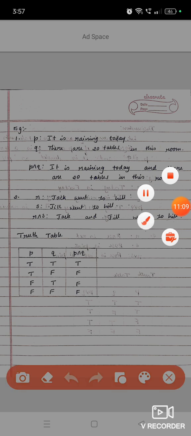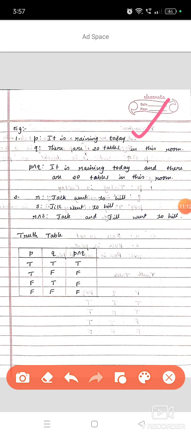For example, statement P is, it is raining today. And statement Q is, there are 20 tables in this room. Now we'll write P and Q, the conjunction of P and Q. How to write P and Q? We have to write and in between the two statements P and Q. What is P? It is raining today. After P, we have to write and. Next statement: there are 20 tables in this room.